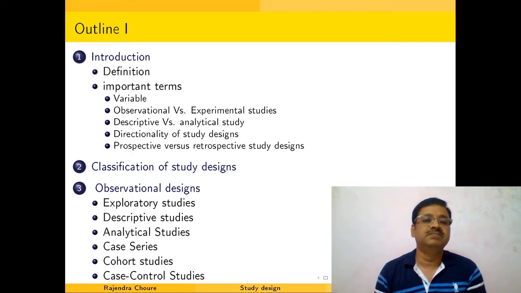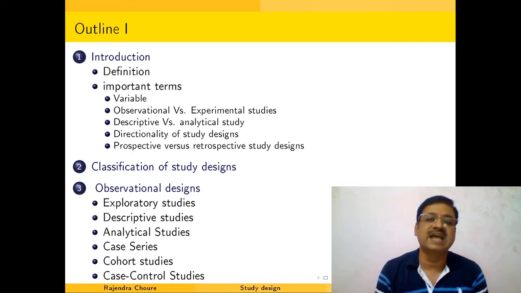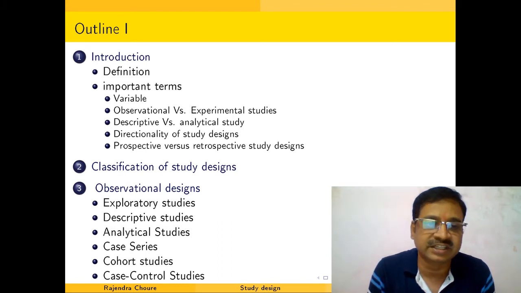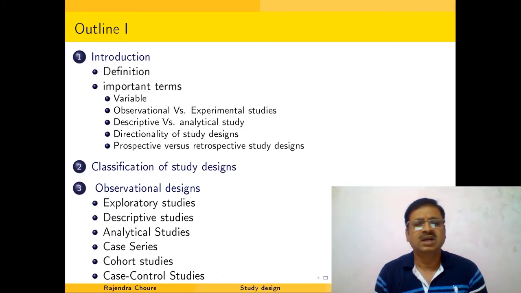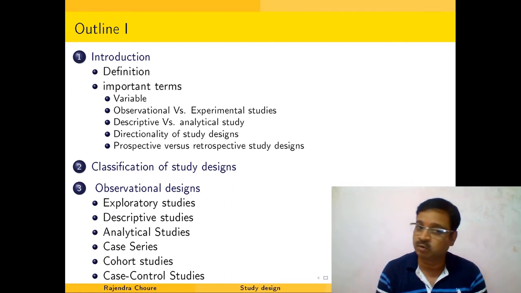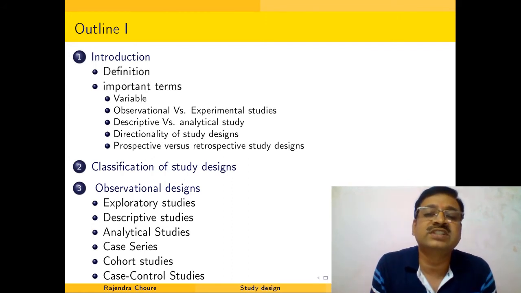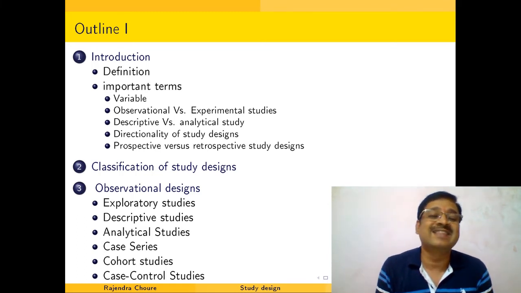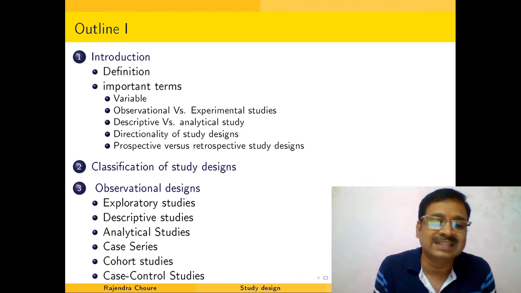In this lecture, we'll define study designs. Then we'll learn important terms which are required to understand study designs, those are variables. Then different types of study designs like observational and experimental studies. Then descriptive and analytical studies. Then directionality of the study designs. It is very important to understand. Then prospective versus retrospective study designs, that is part of directionality only. We'll understand that, and based on that, we'll know more about classification of study designs.